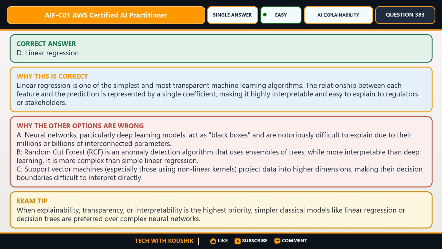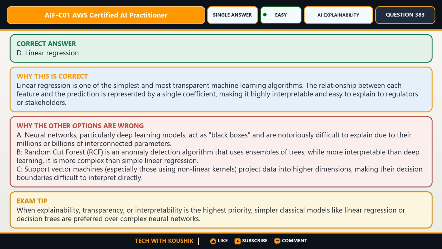The option that satisfies the complete requirement is D. Linear regression. Linear regression is one of the simplest and most transparent machine learning algorithms. The relationship between each feature and the prediction is represented by a single coefficient, making it highly interpretable and easy to explain to regulators or stakeholders. A. Neural networks, particularly deep learning models, act as black boxes and are notoriously difficult to explain due to their millions or billions of interconnected parameters.